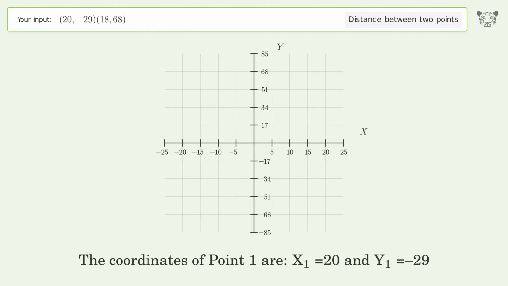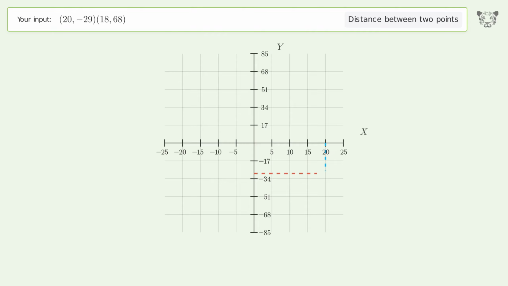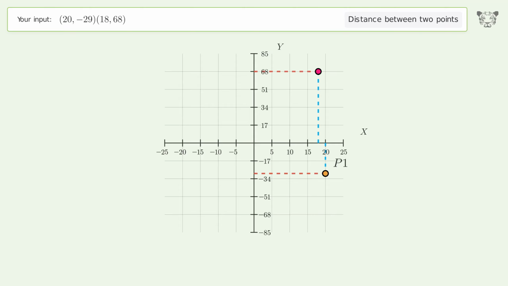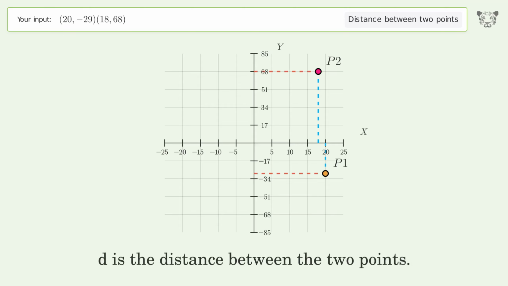The coordinates of point 1 are, x1 equals 20 and y1 equals negative 29. The coordinates of point 2 are, x2 equals 18 and y2 equals 68. D is the distance between the 2 points.